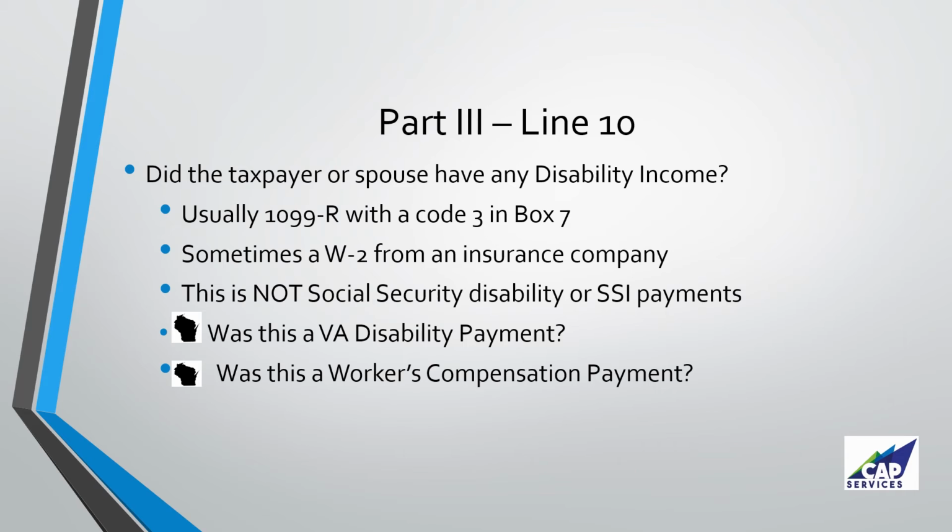Part 3, line 10. Did the taxpayer or spouse have any disability income? Typically, this income is on Form 1099-R with a Code 3 disability in Box 7. Sometimes they receive a W-2 from an insurance company. This is not considered disability income from Social Security or SSI.